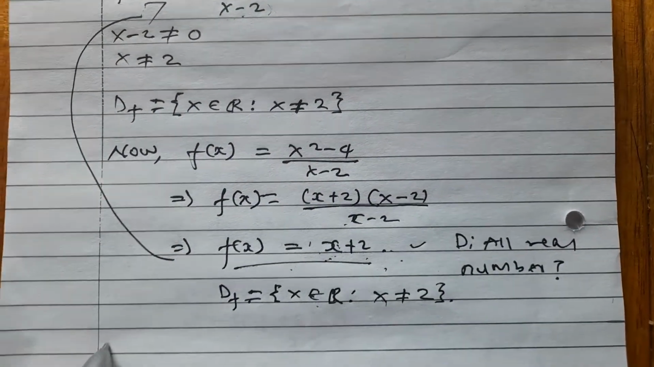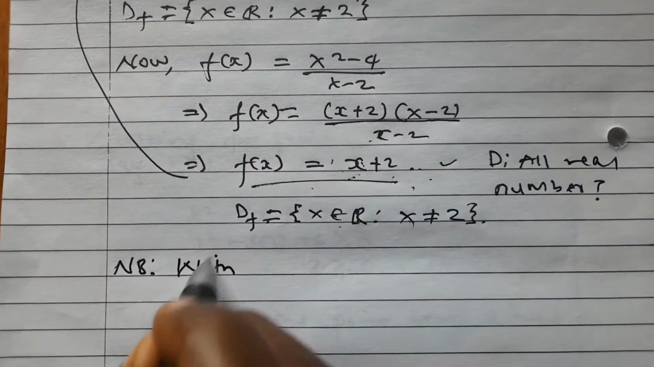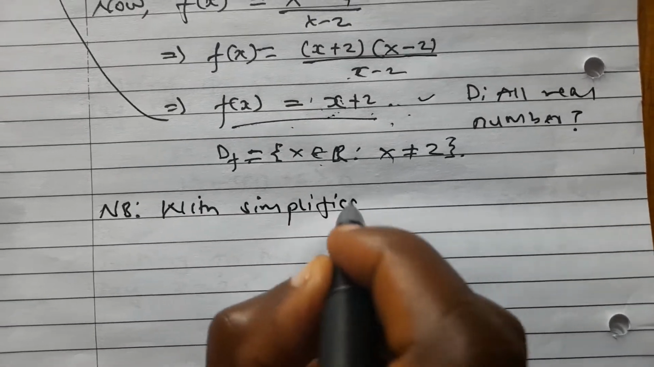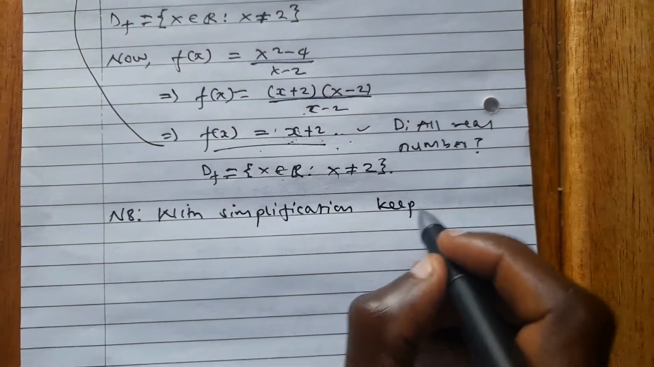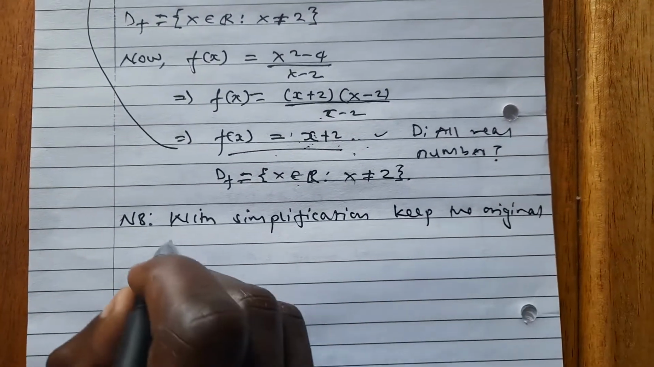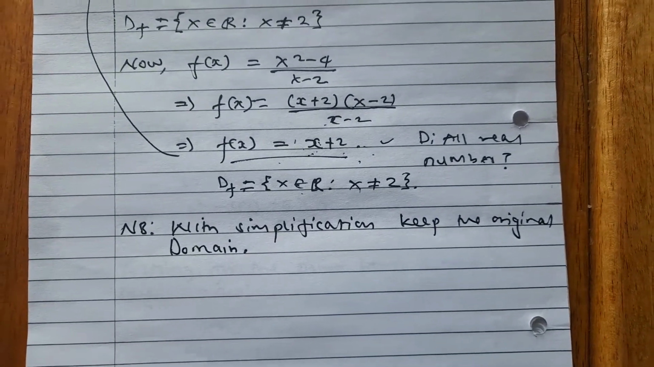So we can even have an NB and say, with simplification, keep the original domain. Very important to take note about that.